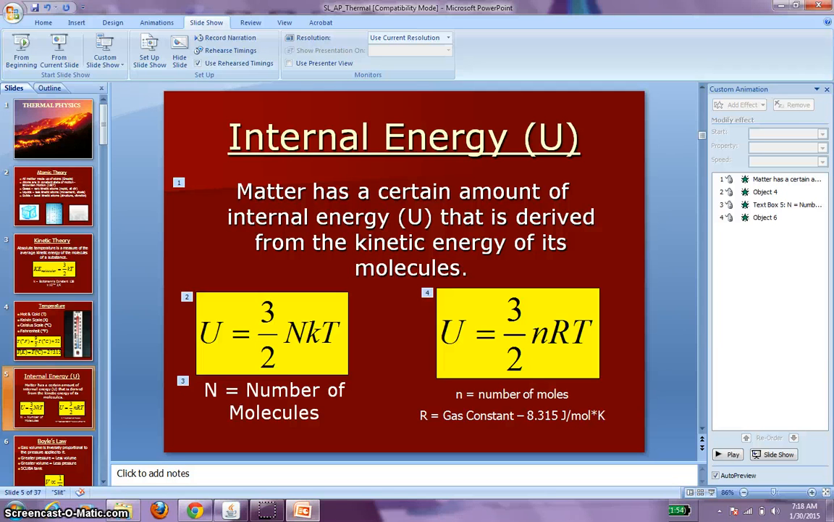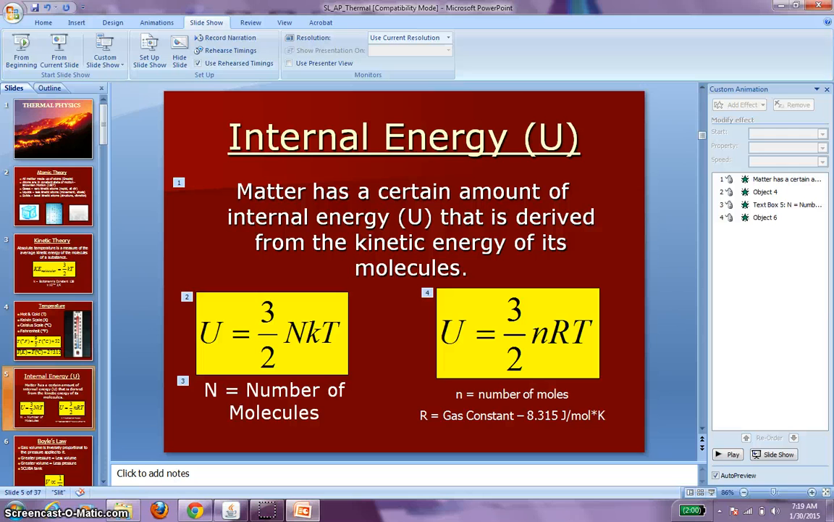And there are two different equations for this. One relates it to Boltzmann's constant, and the other relates it to moles and a gas constant. We'll look at the gas constant again. You should have heard about it in a chemistry class, and moles in a chemistry class. If you haven't yet, it's not too much to be concerned with. You won't be really far behind.